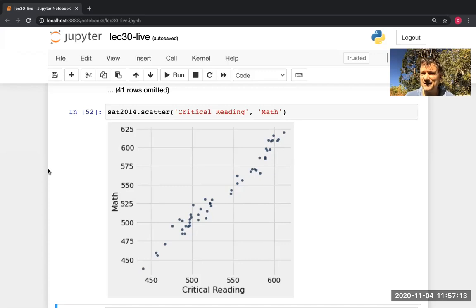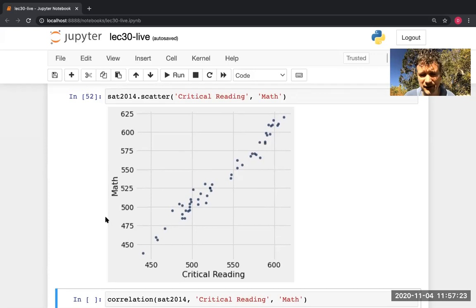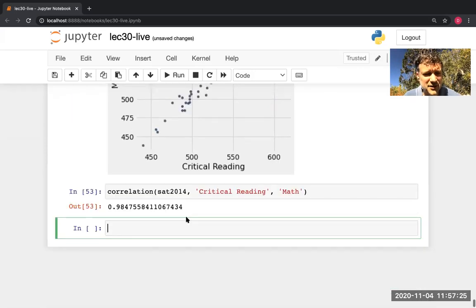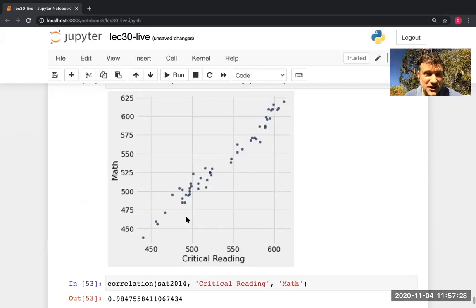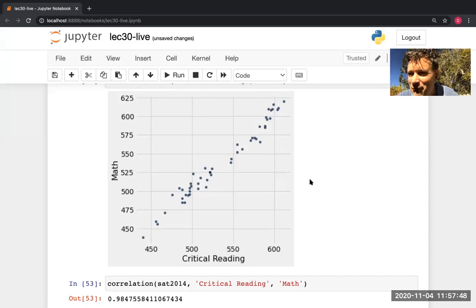In fact, your math score is not a really good predictor of your critical reading score. It's not a super strong association between your math score and your critical reading score. Even though in the scatter plot there appears to be a very strong association, a correlation coefficient of 0.98. It's ridiculously strong. So what is going on? It doesn't make sense, right? If we do a sanity check on a few people we know, this does not match what we see in real life. So is my data set wrong?